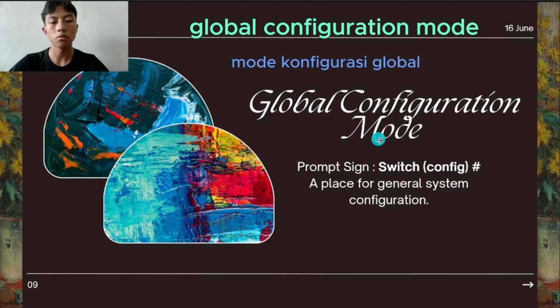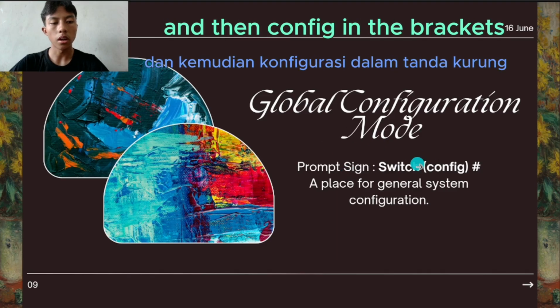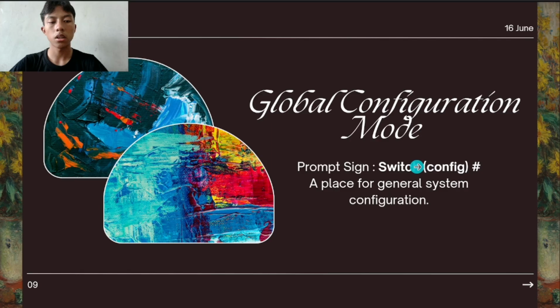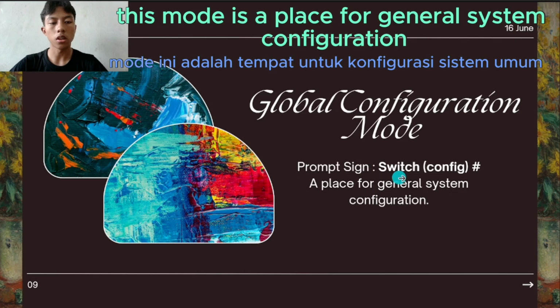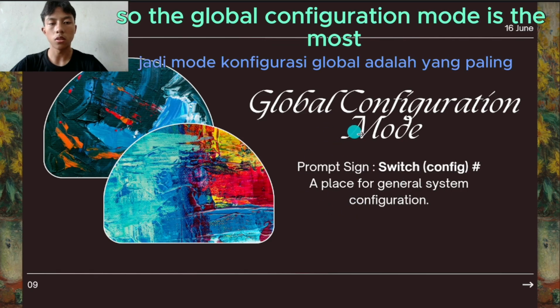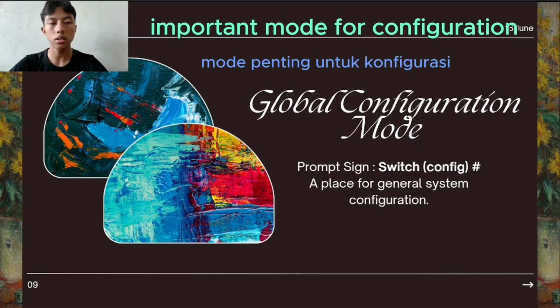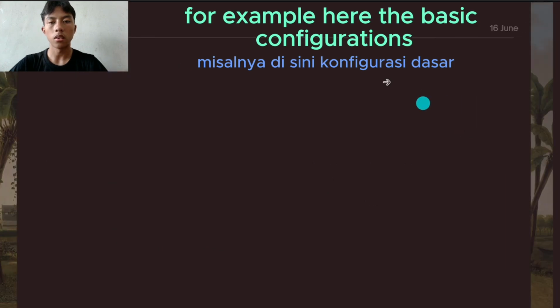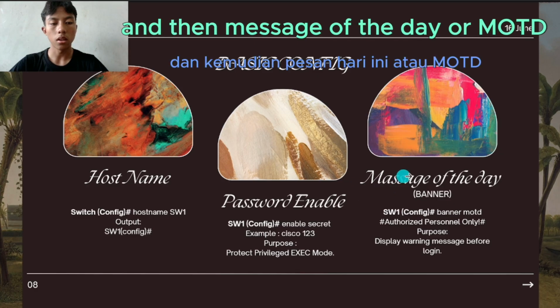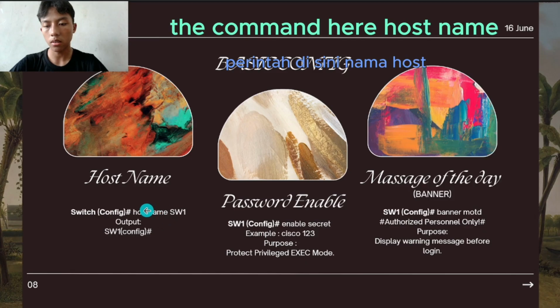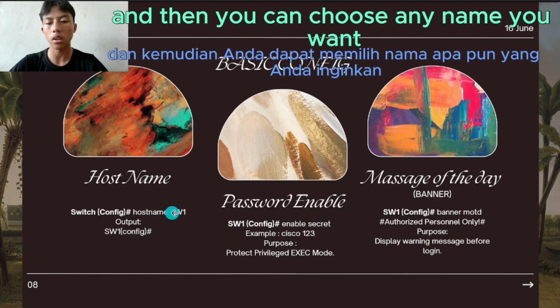global configuration mode. The prompt sign looks like this, Switch, then config in brackets, and then hashtag here. This mode is a place for general system configuration, so the global configuration mode is the most important mode for configuration. For example, here are the basic configurations. We can configure a hostname, password, and message of the day or MOTD. For hostname, the command here is hostname, and then you can choose any name you want.